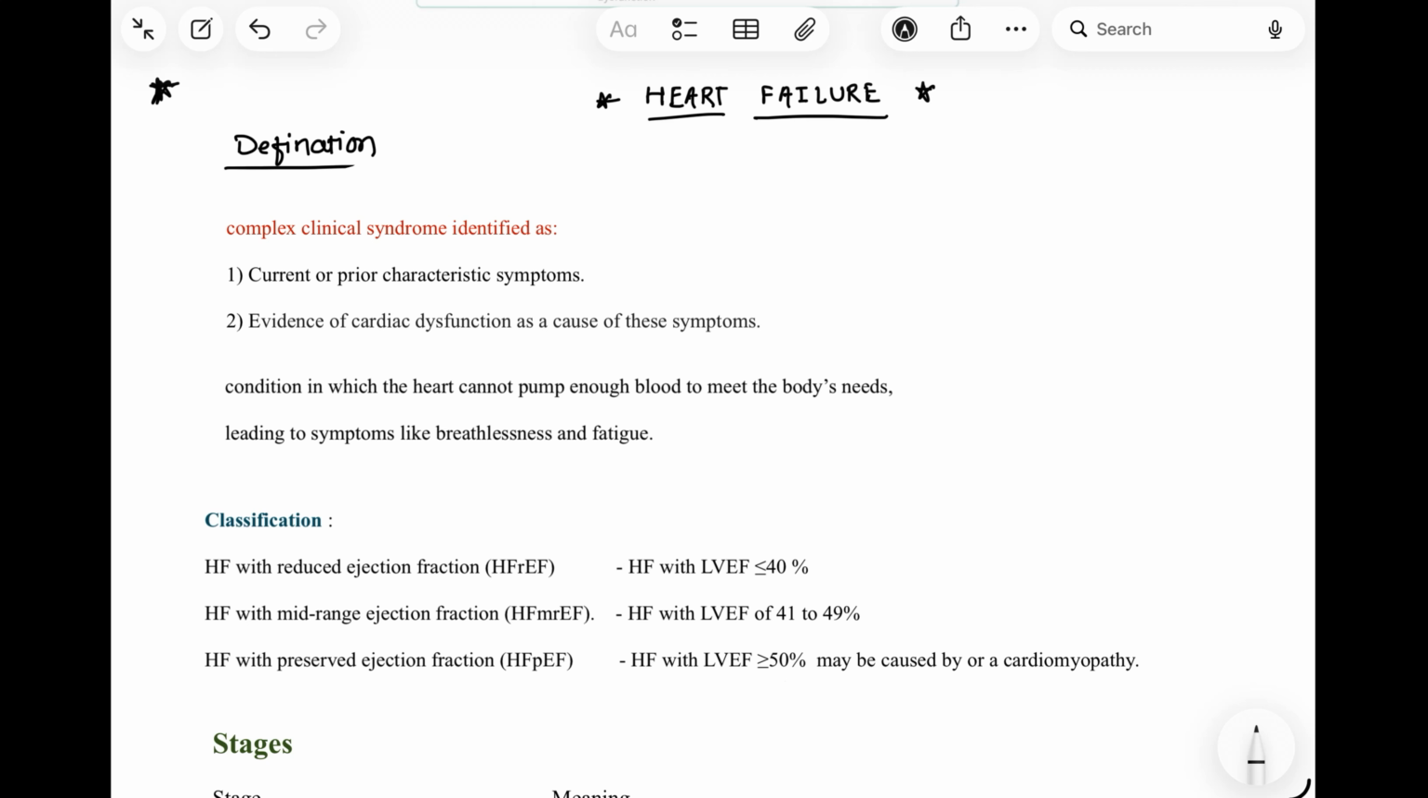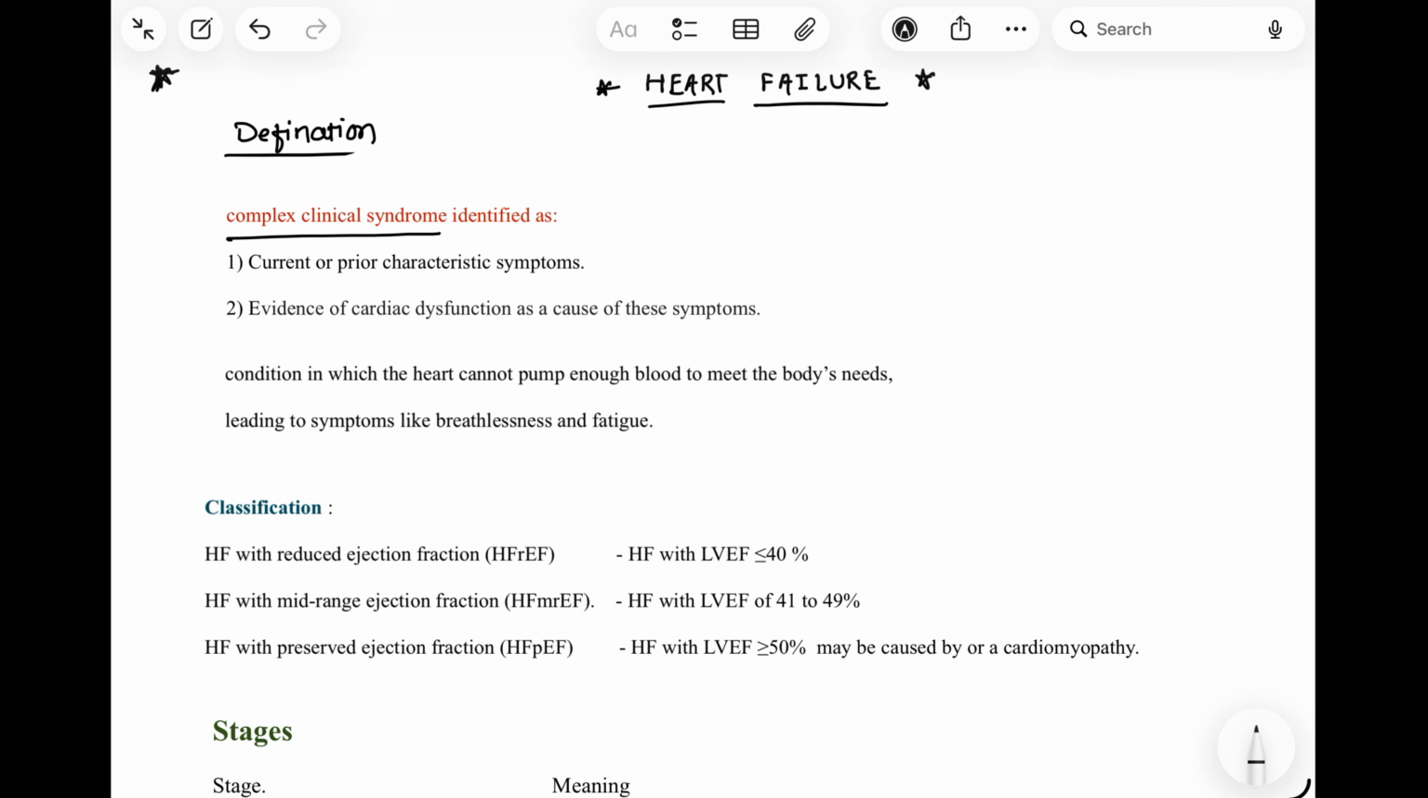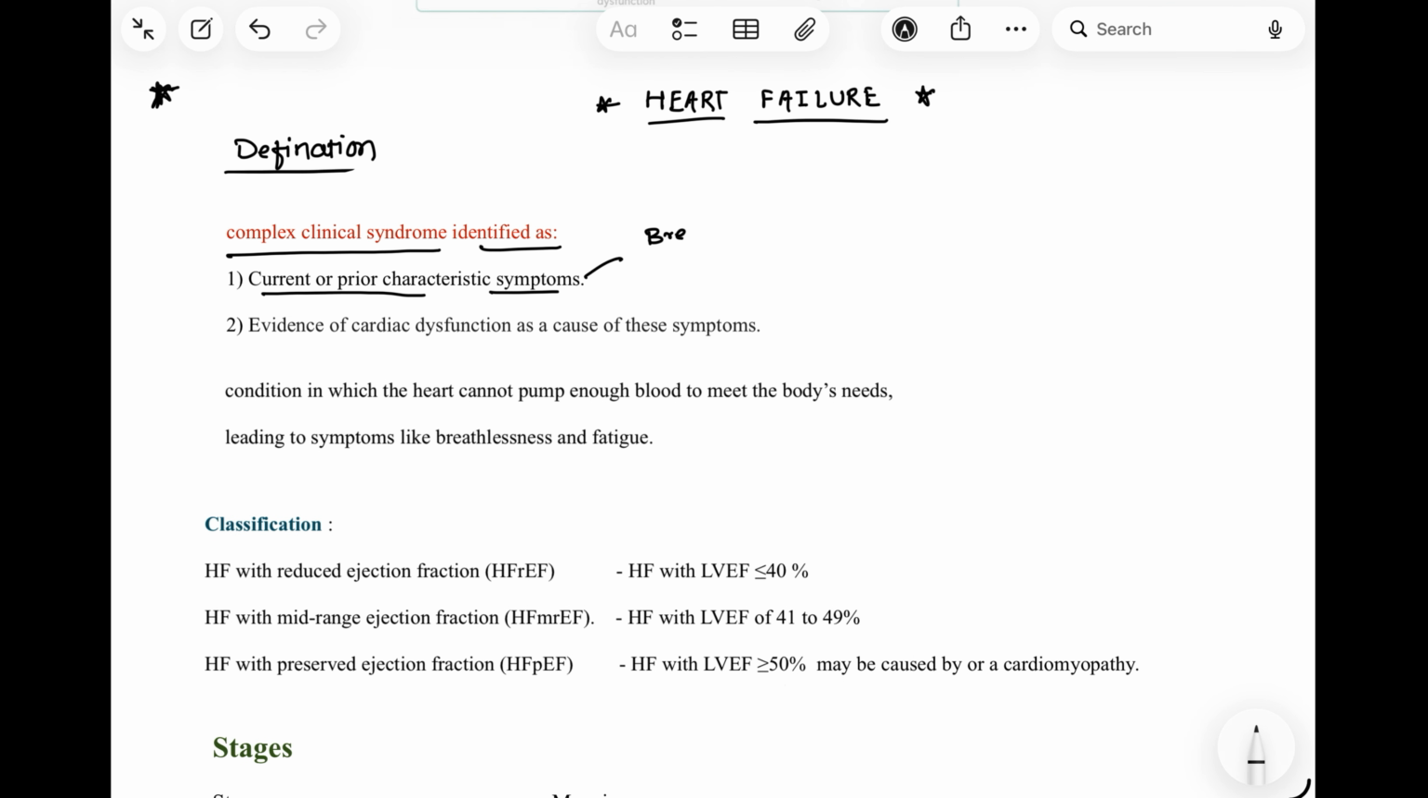So today we are going to study heart failure. Now how to define heart failure? Basically, heart failure is a complex clinical syndrome identified as current or prior characteristic symptoms. What are the symptoms? Symptoms like breathing difficulty and fatigue, right? With the evidence of cardiac dysfunction. And what is that evidence that we can get?